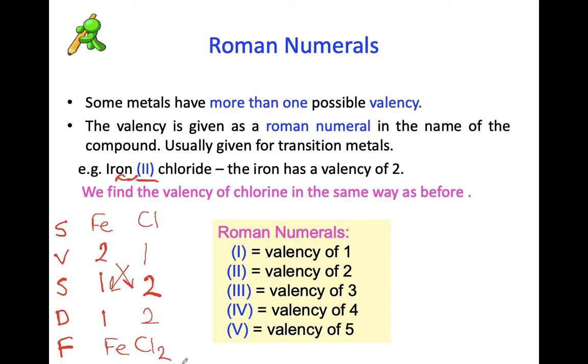Now what I would like you to do is take these bullet points down, copy this example, and also copy down this note here of what each of the Roman numerals represent. So I represents 1, II would be 2, III is 3, IV is 4, and V is 5. Pause the video here, take a note of it, and then we will move on to some more examples.